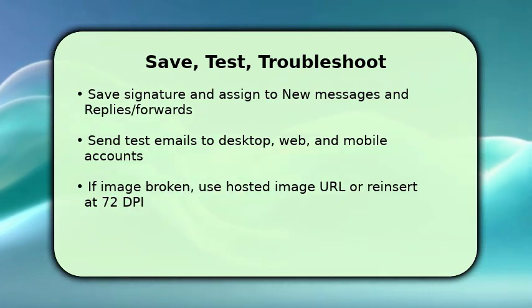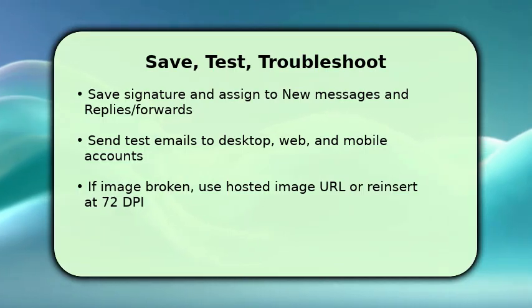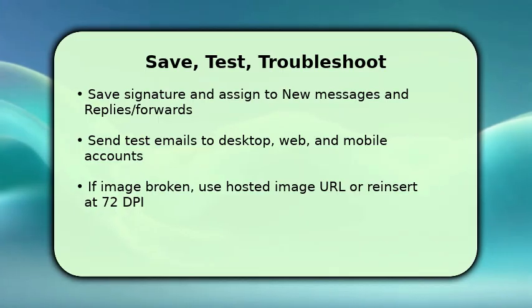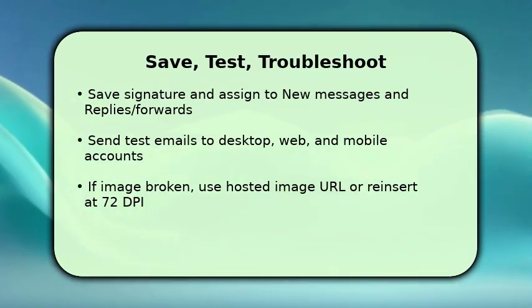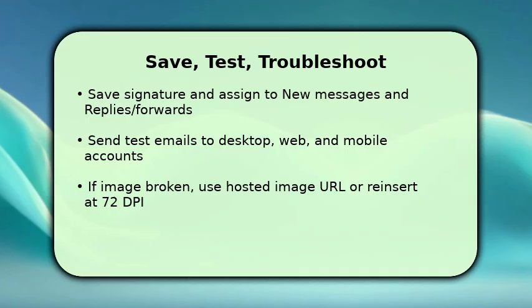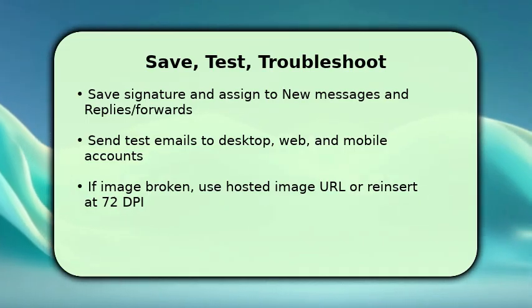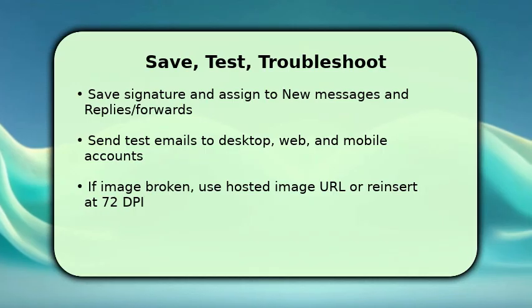If spacing or line breaks look wrong, edit the table cell padding or remove extra paragraph marks. If the logo is missing, replace it with an HTTPS-hosted image or reinsert at 72 dpi to reduce blocking. If problems persist, clear cached versions and repeat the test.